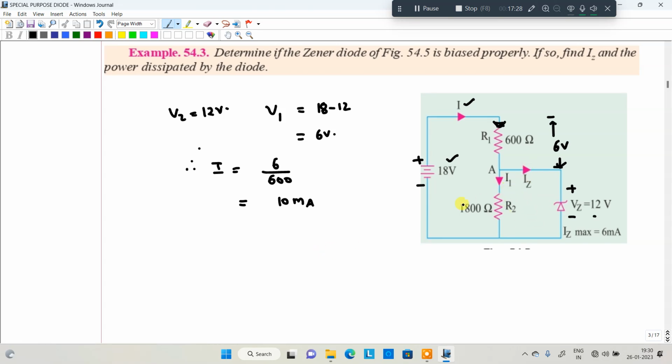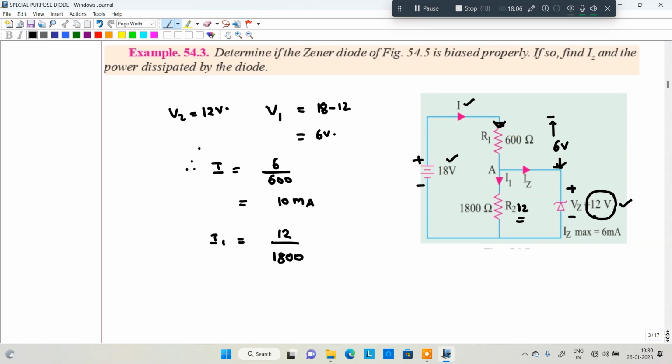Now, what is the current I1? The current will be divided into two cases. The first case, here voltage is 12 volt. This is a parallel connection. I1 is equal to VZ, because it is parallelly connected, 12 divided by 1800. Why are you taking 12 volt? Because once the Zener diode is conducting, the 12 volt is constant. Even if we increase the voltage further, no issue. The voltage across the 1800 ohms is 12 volt only. The remaining voltage drop appears across the 600 only.